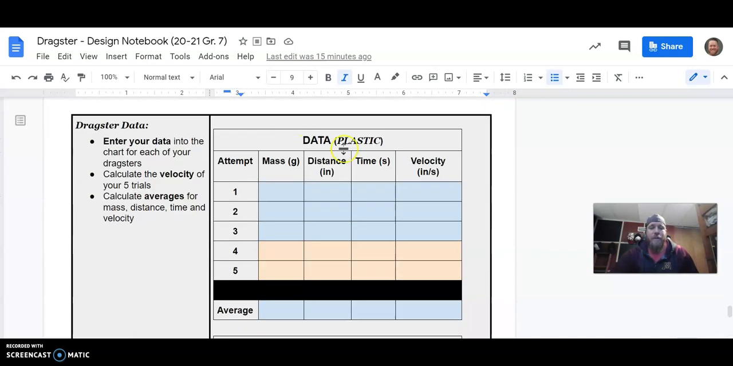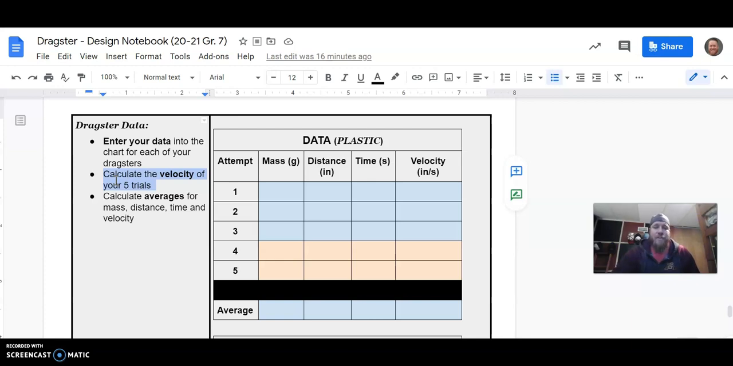So then we get down to our chart. I'm just going to look over here on the left-hand side first. We're going to enter our data into this chart for each of your Dragsters. Hopefully you were able to create 2 different Dragsters: one out of plastic on the 3D printer, and then one using the shop tools out of wood. So you're going to calculate the velocity of your 5 trials.